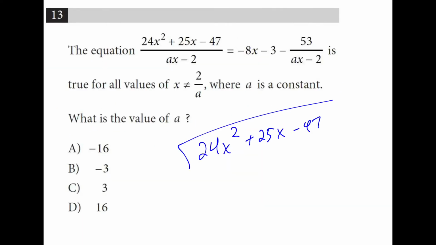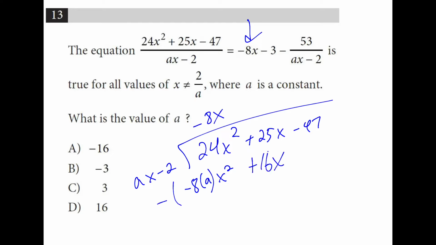So we're going to take this polynomial 24x squared plus 25x minus 47 and divide that by ax minus 2. And notice the very lead term would be negative 8x. So if that's true, when I multiply negative 8x times ax minus 2, I'm going to get 24x squared. So negative 8 times ax squared plus 16x. And if I was to subtract that straight down, I'm looking for 24. So negative 8a is equal to 24. In other words, a is equal to negative 3.